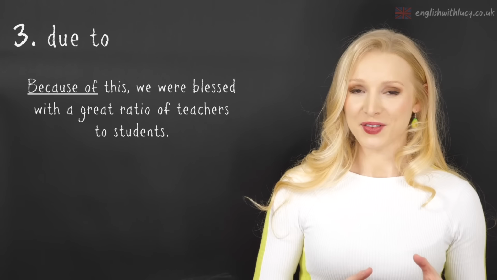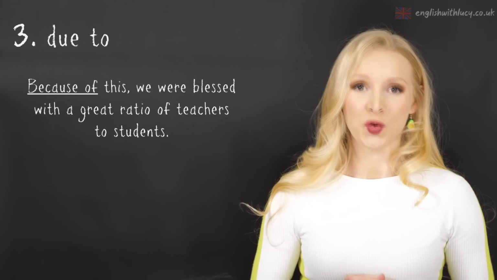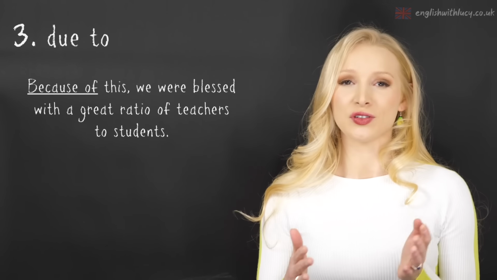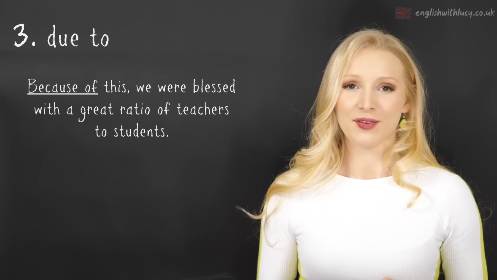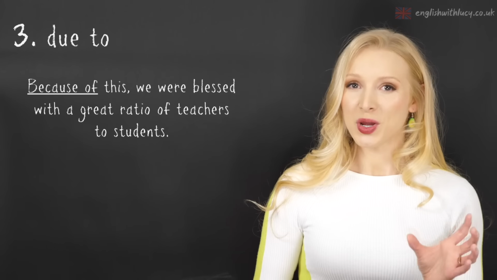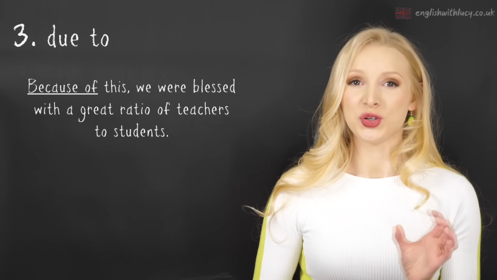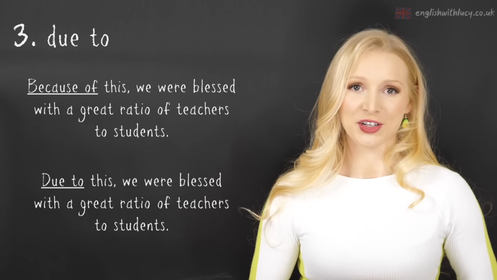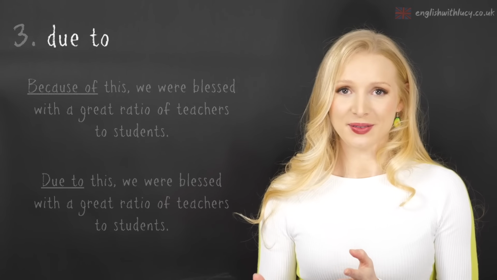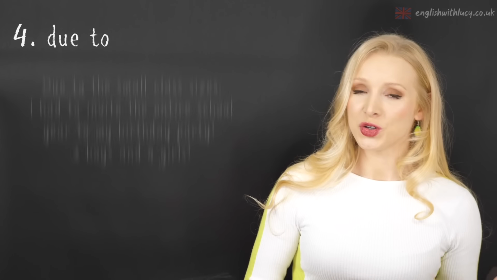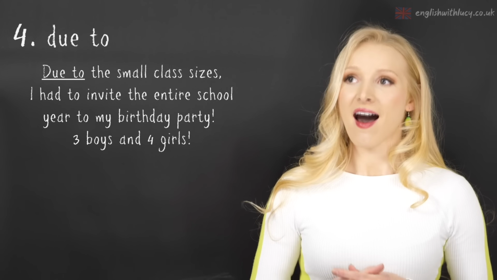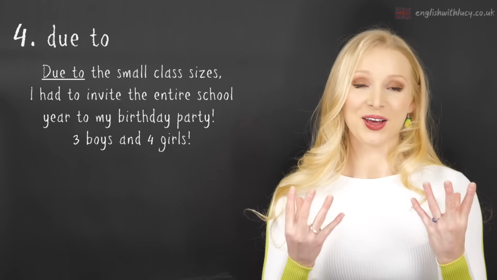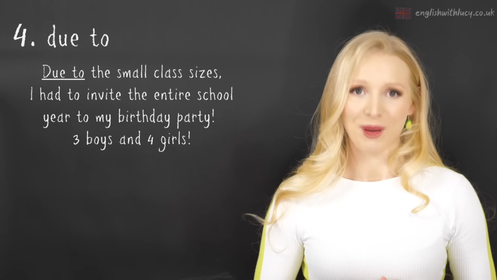Let's move on to the next alternative. Because of this, we were blessed with a great ratio of teachers to students. So here I've used because of. We can replace this with due to. Due to this, we were blessed with a great ratio of teachers to students. Another example, due to the small class sizes, I had to invite the entire school year to my birthday parties.